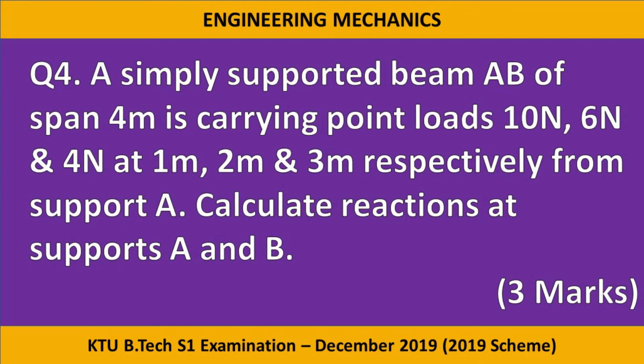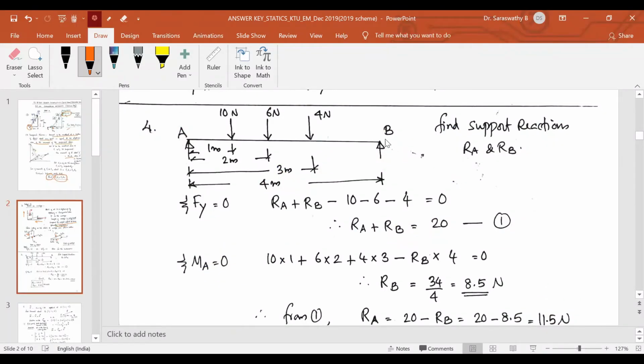A simply supported beam AB of span 4 meter is carrying point loads 10, 6, 4 Newton at 1 meter, 2 meter and 3 meter respectively from support A. Calculate the reactions at supports A and B. A very simple question. So simply supported beam, 10 Newton, 6 Newton, 4 Newton, 1 meter from A. This is 2 meter from A, 3 meter from A. The total span is 4. We are asked to find out support reactions.